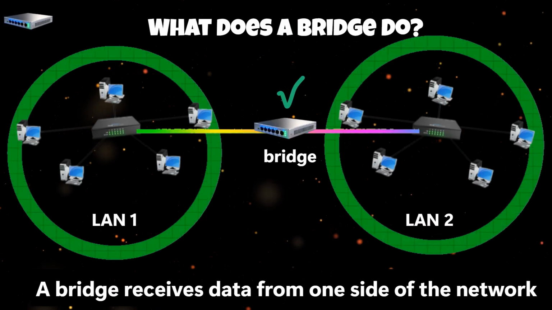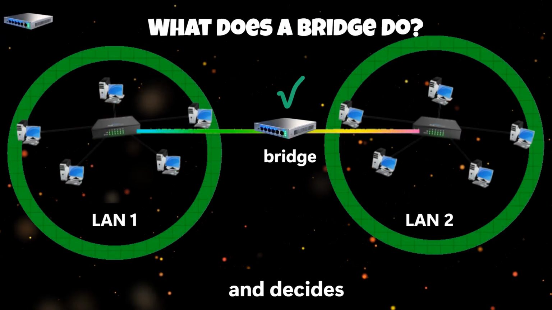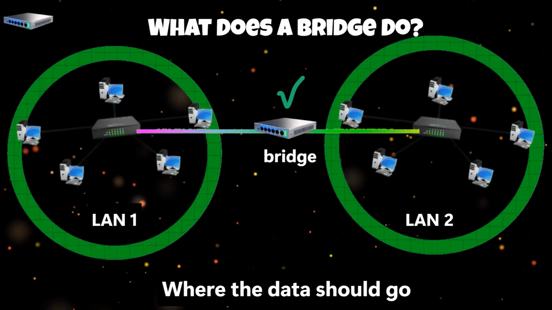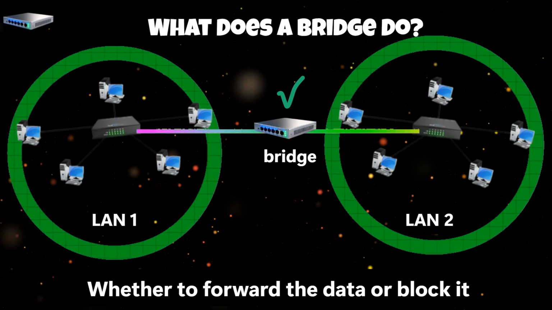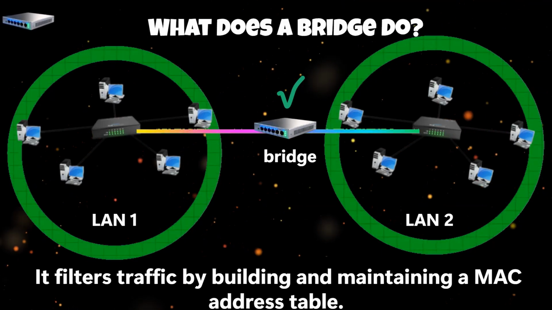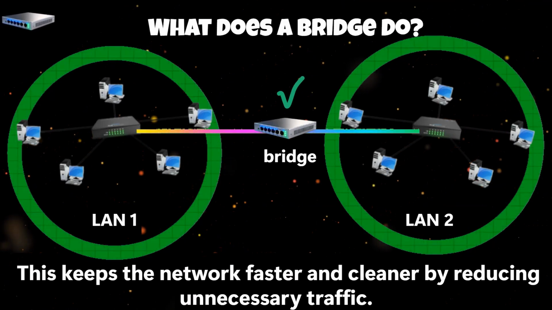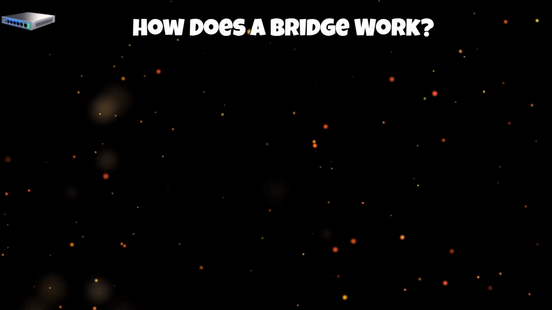A bridge receives data from one side of the network, reads both the source and destination MAC addresses, and decides where the data should go. Which device should receive it? Whether to forward the data or block it. It filters traffic by building and maintaining a MAC address table. This keeps the network faster and cleaner by reducing unnecessary traffic. Let's see, how does a bridge work?